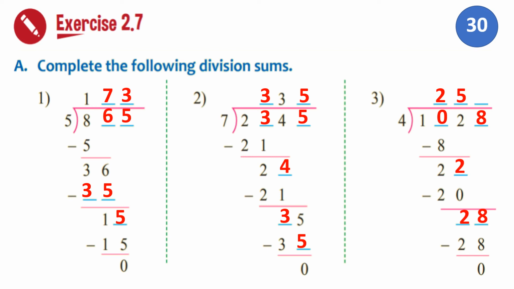28 divided by 4 is 7. Correct, students? 7 up. 4 times 7 is 28. 28 minus 28 is 0. Your answer is 257. Correct, students? Please check your answer number 1, 2, and number 3.